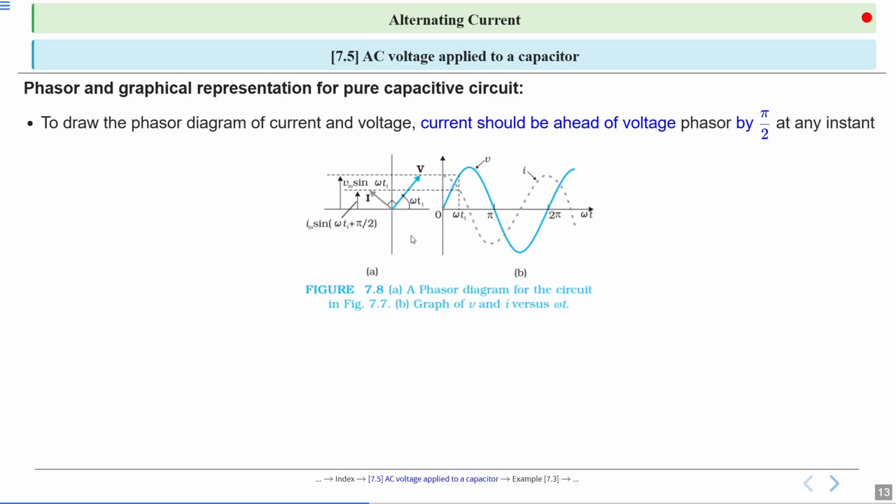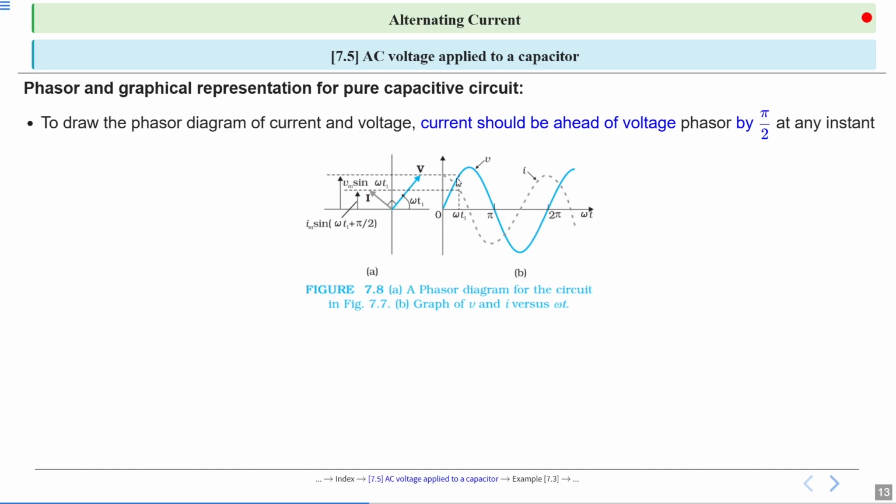So current lags behind voltage means minus pi by 2, so it will be measured in the clockwise direction. And in the capacitive circuit, it is plus pi by 2, so it is measured in the anti-clockwise direction. So in the anti-clockwise direction, current leads the voltage by pi by 2 angle. It is shown as pi by 2 angle. So the projection of this current will be Im sin(omega t1 plus pi by 2). So this is the phasor diagram, the phase relationship.